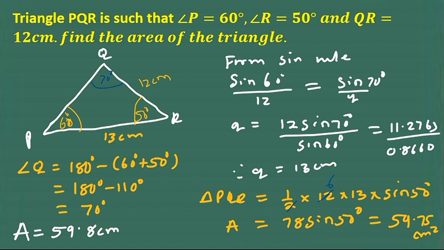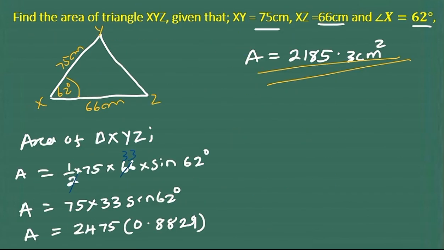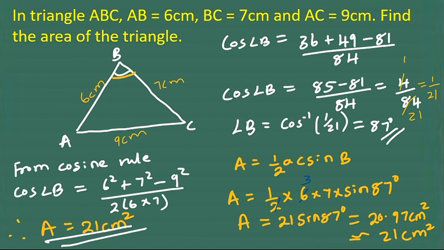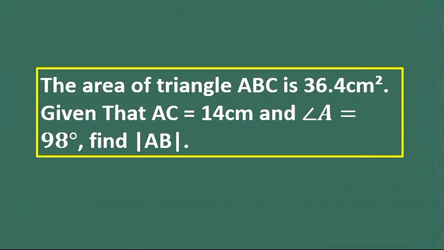So we can say that the area of this triangle A is equal to 59.8 centimeters square. Today we have taken illustrative examples on finding the area of a triangle when the 2 dimensions are given and 1 angle is given. We also looked at when the 3 dimensions of the triangle are given, how to find the area. And lastly, we looked at when 2 angles are given and only 1 dimension is given, how to find the area of a triangle. I have a question here for you.